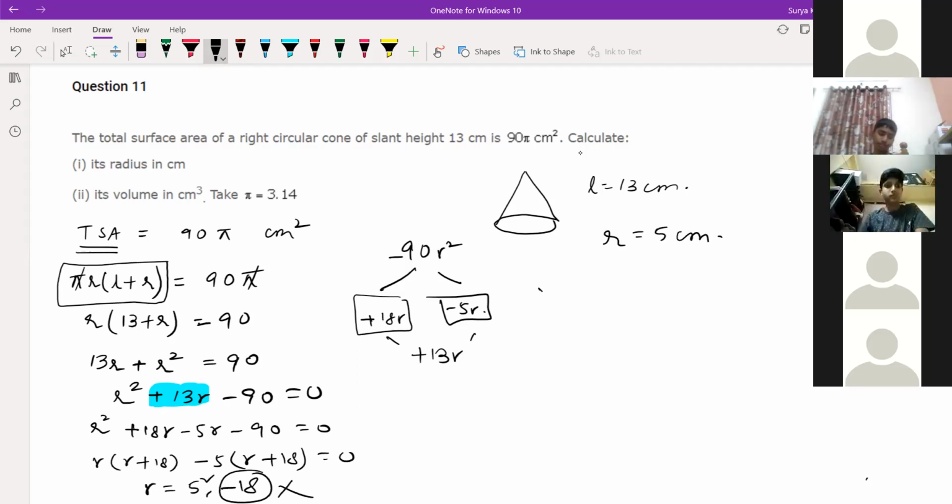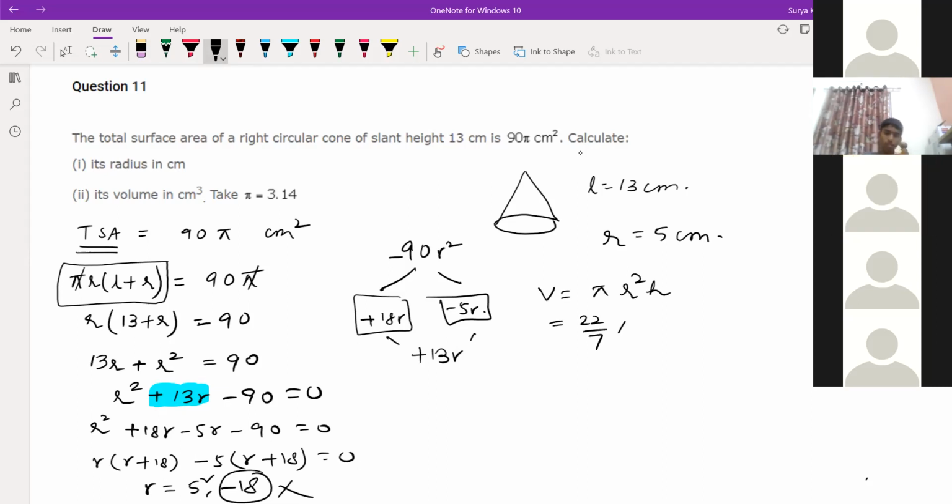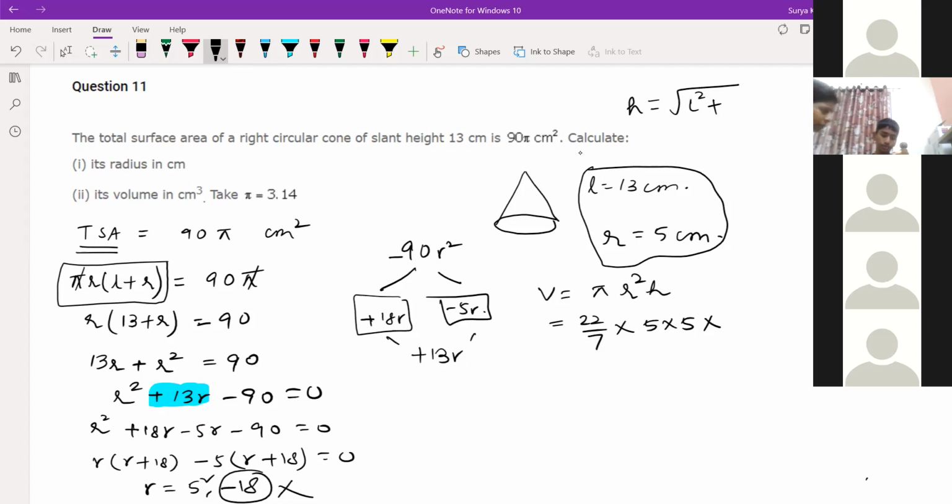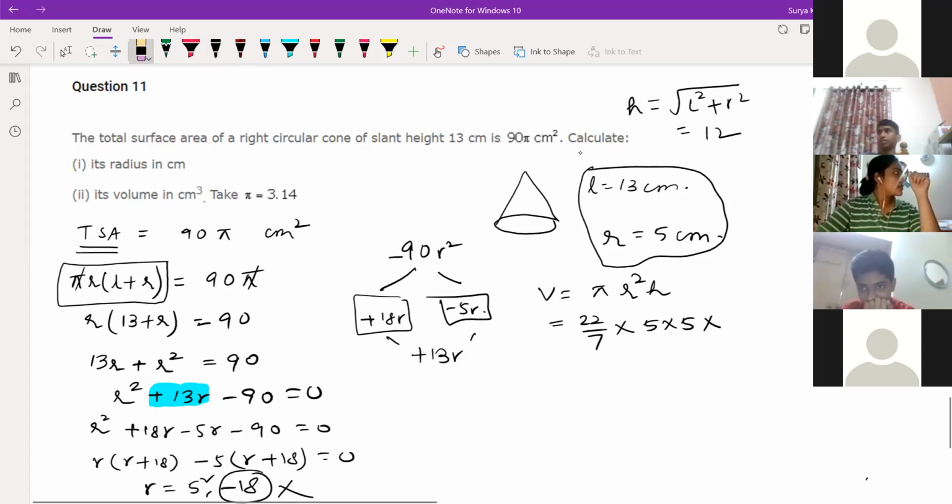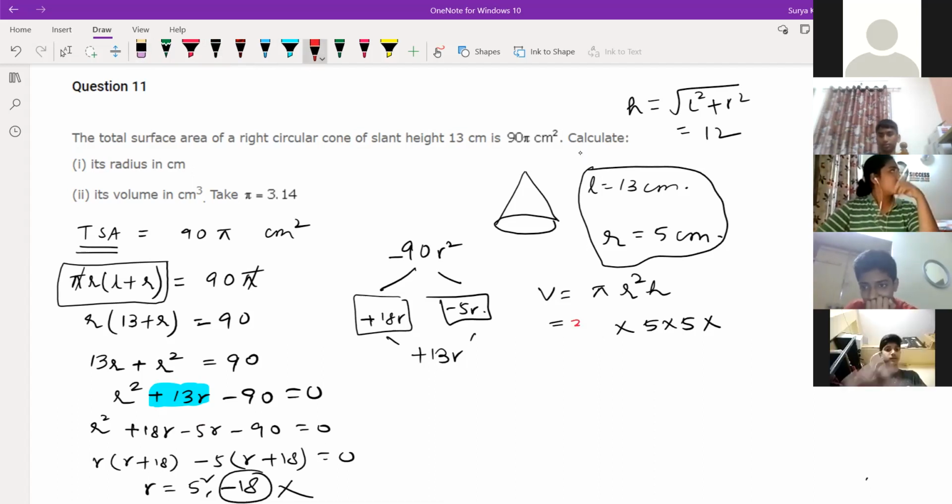Now we have to find the volume. The volume is equal to pi r square h. So pi is 22 by 7, radius square is 5 into 5, and what is the height over here? Height we have to find by L and r, right? So h is equal to 12 if you solve this. Sir, they've asked to take pi as 3.14. Okay, 3.14 we can take. So 3.14 into 5 into 5 into 12.